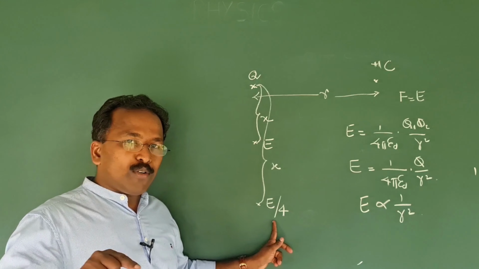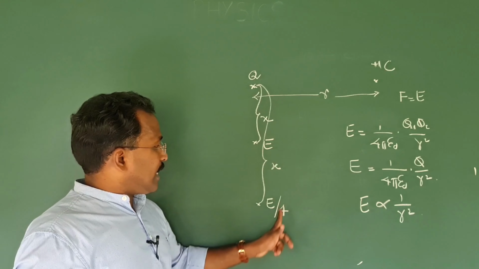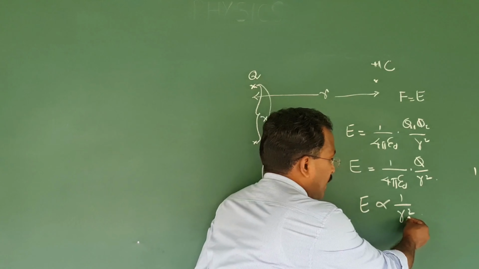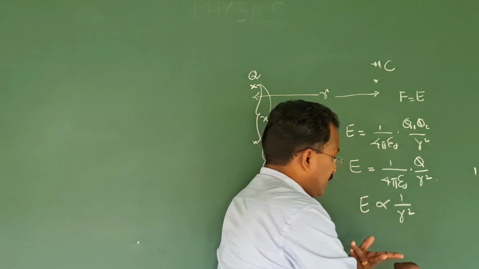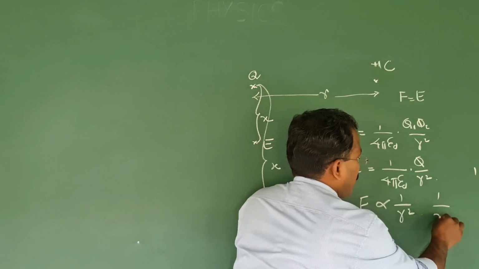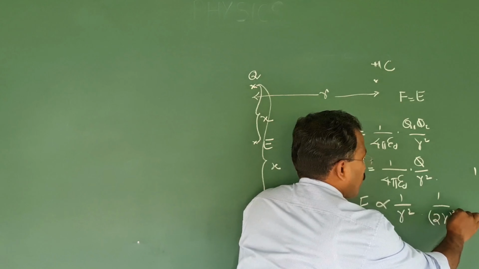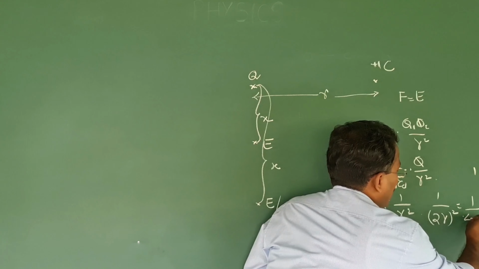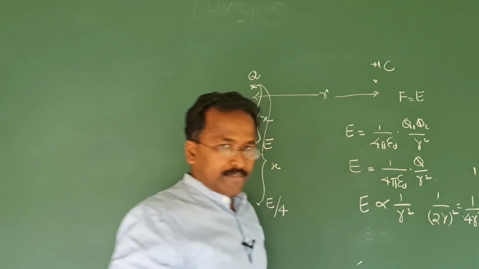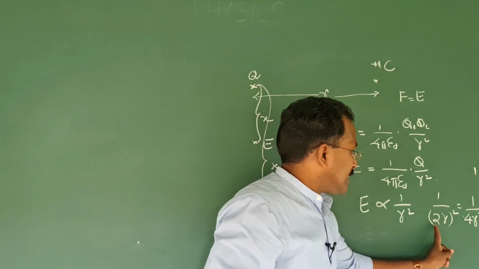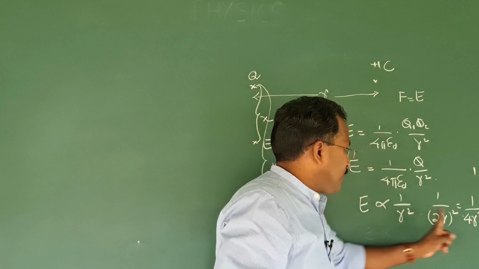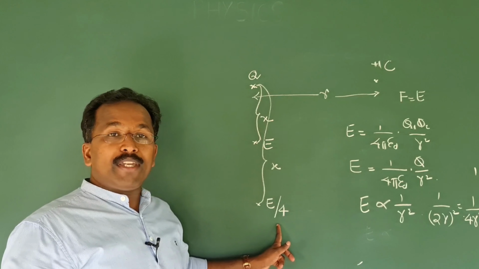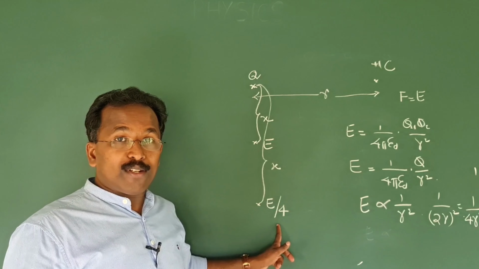Do you still have doubt why it is E here and E by 4 here? See, this is how it happens. If R is doubled, 1 by 2R the whole square will come, equal to 1 by 4R square. That means if distance is doubled, the electric field will be 1 by 4th of the previous value. So, it is E by 4 here. Now, it is clear, no?